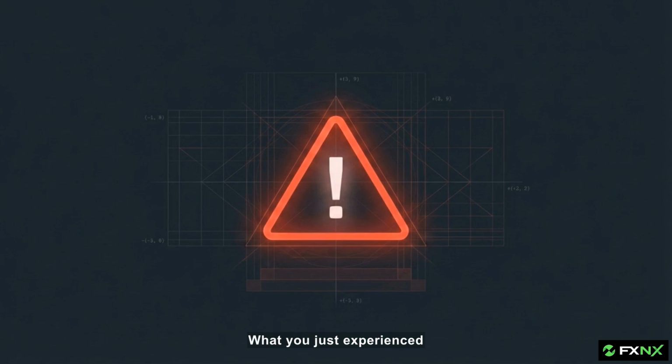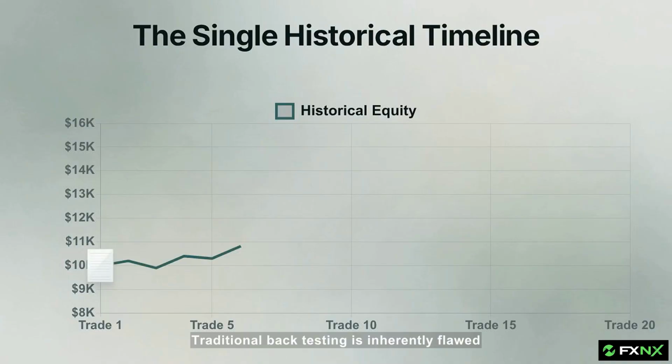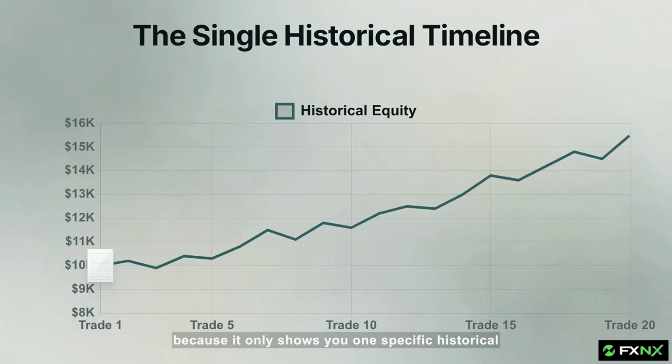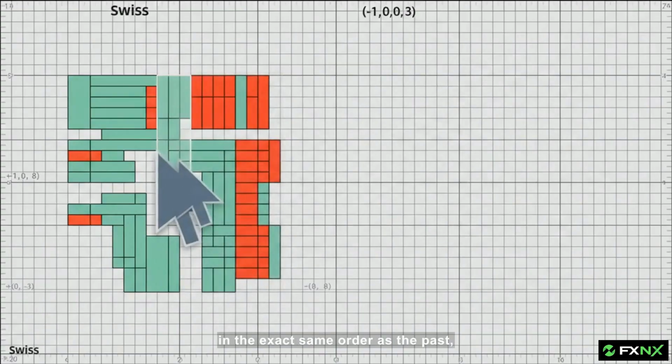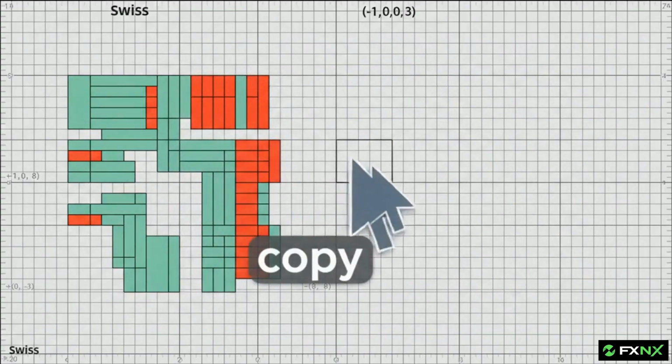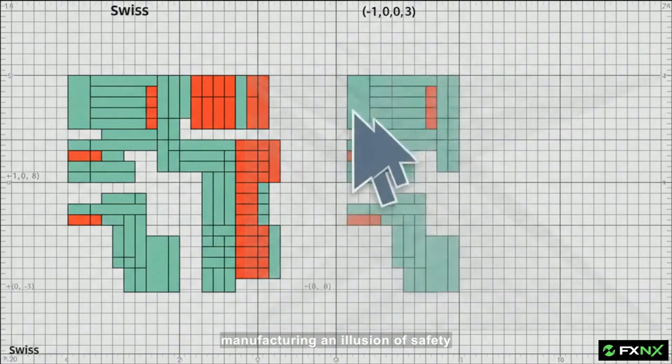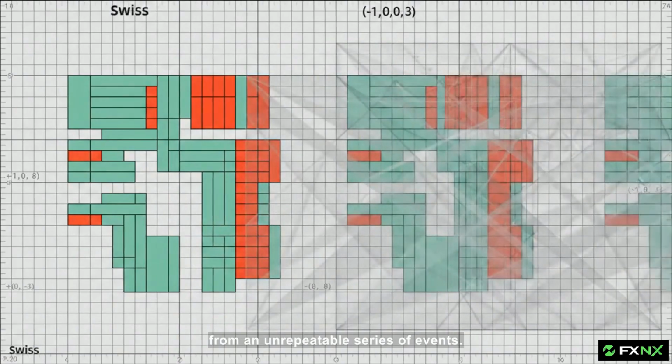What you just experienced is the deadliest blind spot in trading: sequence risk. Traditional backtesting is inherently flawed because it only shows you one specific historical timeline. It assumes the future will unfold in the exact same order as the past, manufacturing an illusion of safety from an unrepeatable series of events.